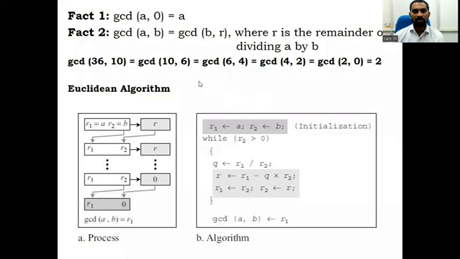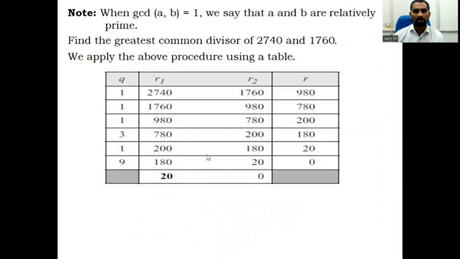We just found the GCD of numbers 36 and 10. As I told you, we use Euclidean algorithm to find the GCD of large numbers. So we'll see one more example. Consider we need to find the GCD of two numbers 2740 and 1760. If you take the divisors of 2740 and 1760 and take the common divisors and find out the biggest of those common divisors, it takes some amount of time. But if you apply Euclidean algorithm, we can easily get the greatest common divisor.